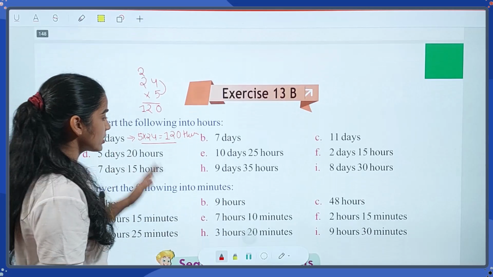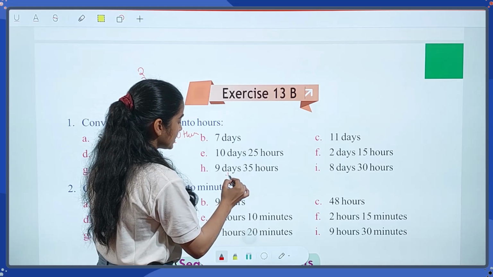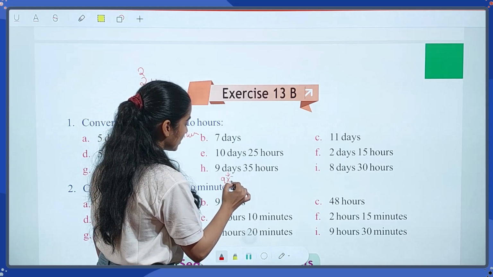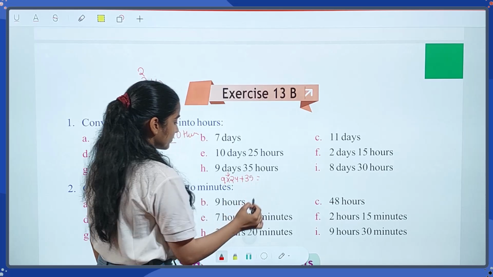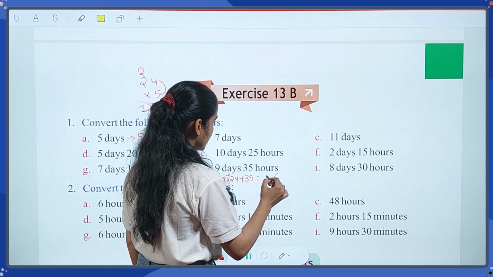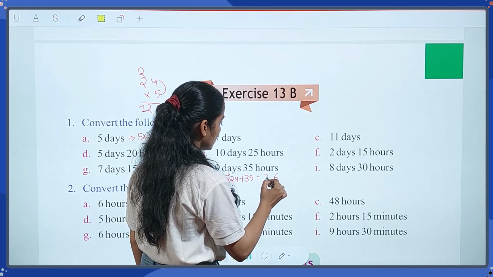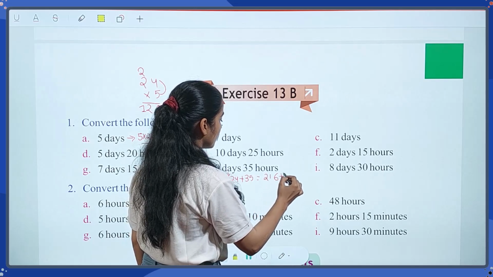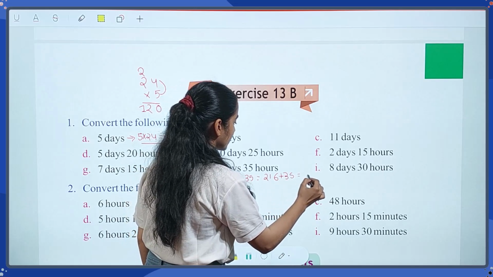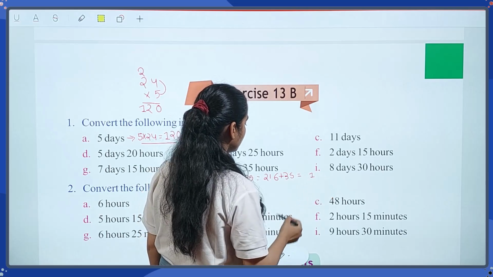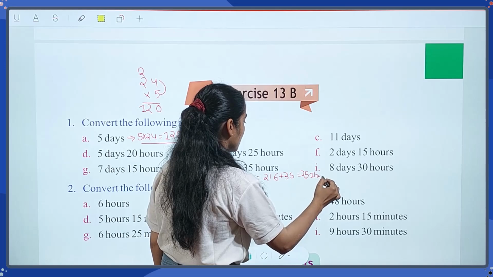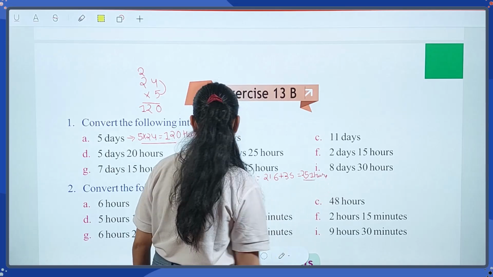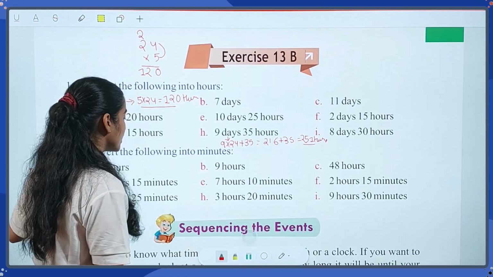Let's take one more example for this. 9 days and 35 hours is equal to 9 multiplied by 24 plus 35 hours. 9 fours are 36, 3, 9 twos are 18 plus 3, 21 plus 35, so 251 hours.